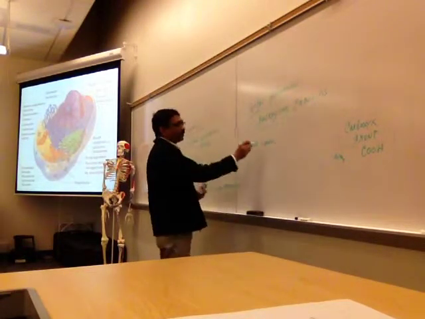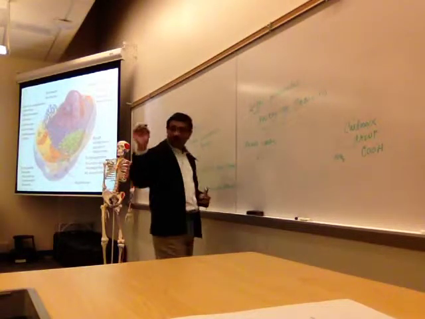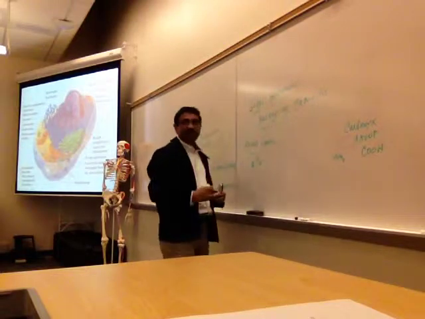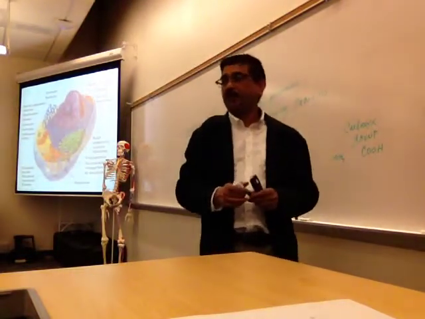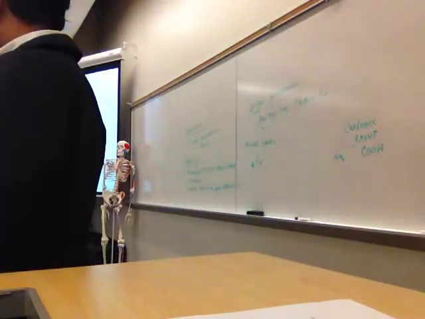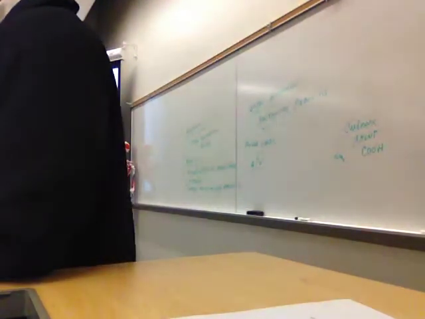Why? Mitochondria produces most of the ATPs in our body. Most of the ATP come from mitochondria, or are produced inside the mitochondria. That's why mitochondria is called the powerhouse of the cell.